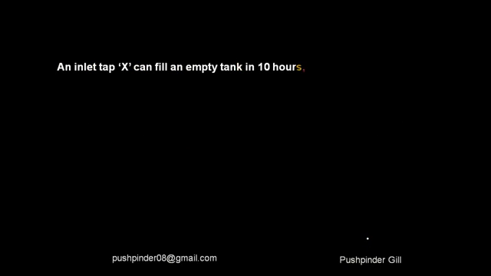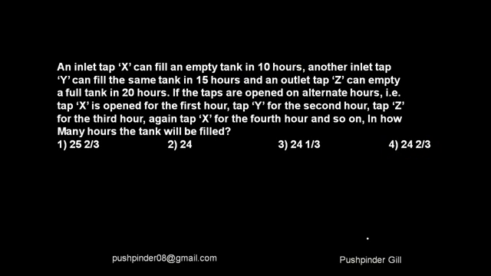And let's see one more question over here. An inlet tap X can fill an empty tank in 10 hours. Another inlet tap Y can fill the same tank in 15 hours. And there is an outlet tap Z which can empty the tank in 20 hours. If the taps are open on alternate hours, that is X is open first, Y second, and Z third, how many hours is it going to take? This question is a little bit different because there is an outlet tap which empties the tank. So let's see this question.